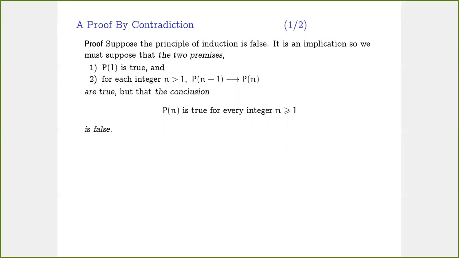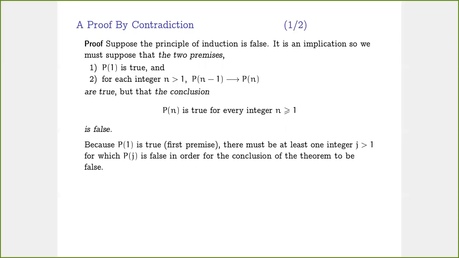If we've supposed it's false, we're going to suppose these two premises are true, and we're going to suppose the conclusion is false. The conclusion is that P of n is true for every integer n greater than 1. How can that be false? Well, P of 1 is true from the first premise, so that can't be false. But there must be at least one integer j greater than 1 for which P of j is false in order for the conclusion of the theorem to be false. All we have to do is find one P of j that makes it false to make the conclusion false. Okay, so under the supposition that the principle of induction is false, we have to assume that one of these propositions is false, namely P of j.